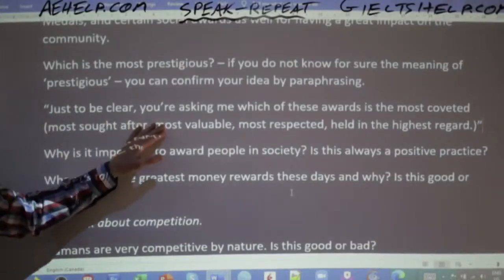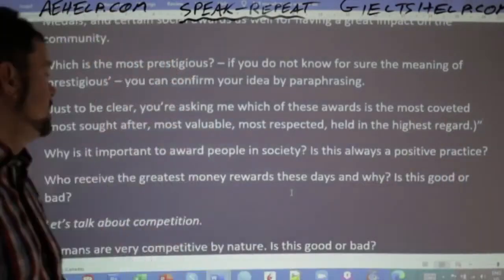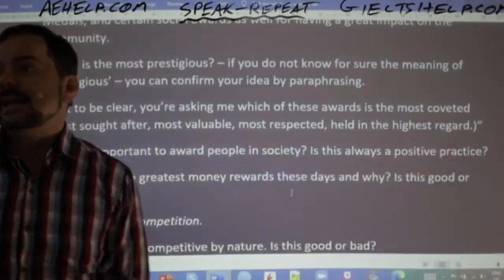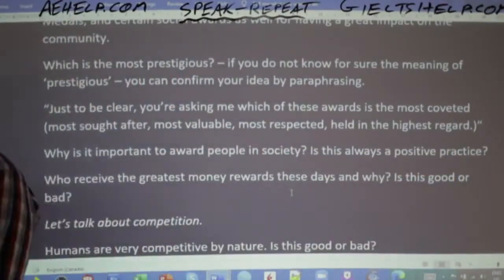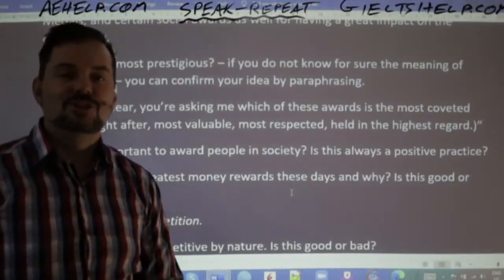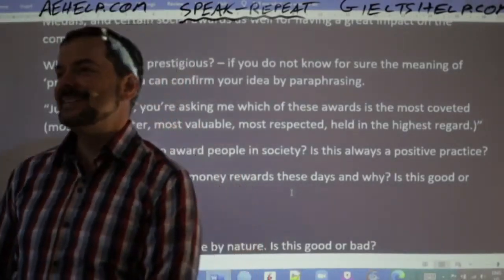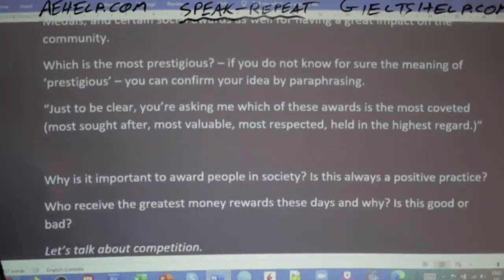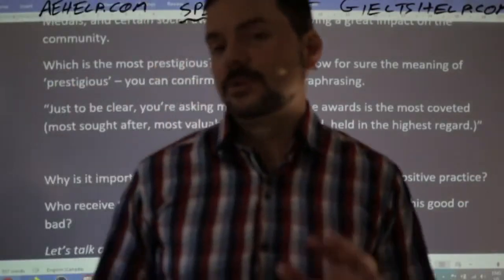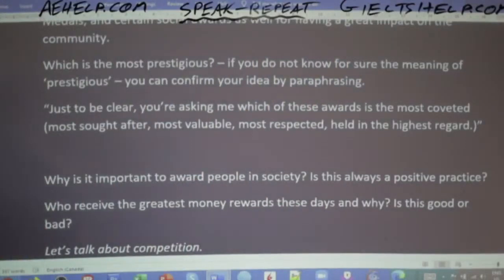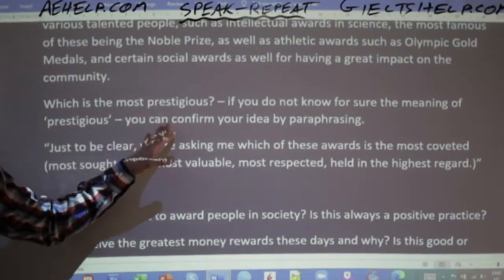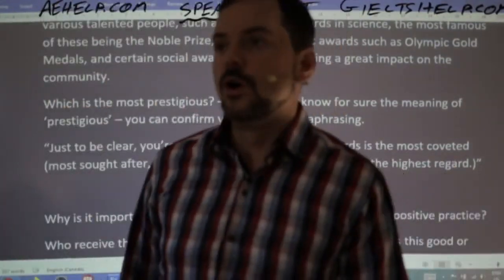So just to be clear, you're asking me which of these awards is the most coveted, is the most sought after, is the most valuable, is the most respected, is held in the highest regard. Okay? Absolutely, I'm teaching you new words every day, expanding your horizons and your vocabulary. That's right. Okay, so now that the examiner has said, yes, that's what I'm asking, or they repeat the question and you realize, okay, yeah, that's what they're asking, then you can answer this question. So answer the question, which is the most prestigious international award? Okay.